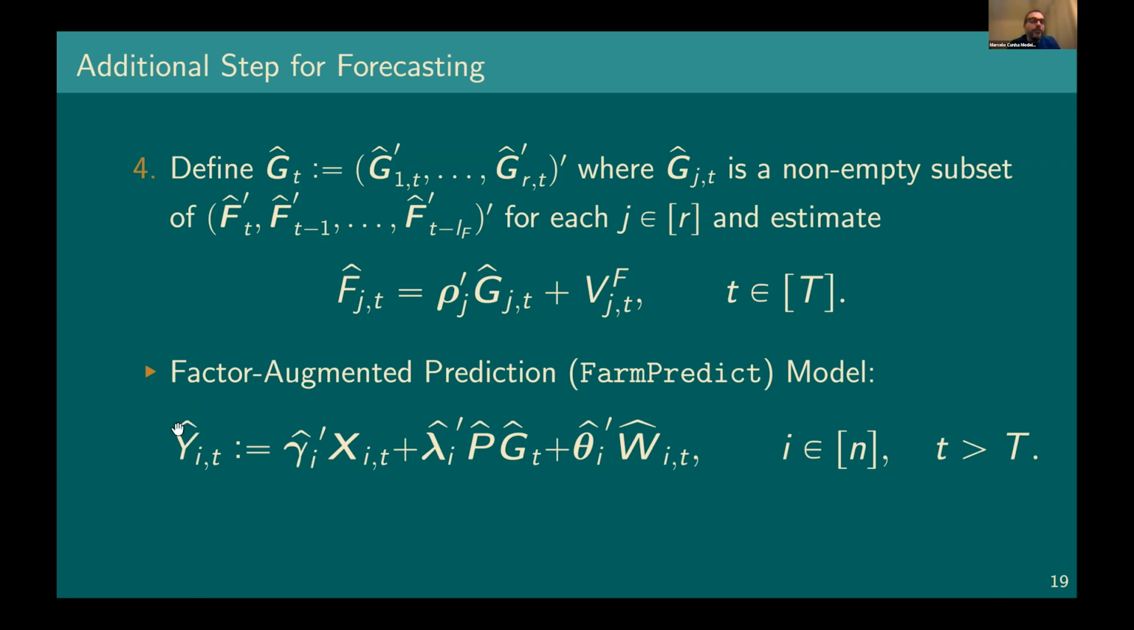The final projection of y will be the projection on the x. Here, instead of the factor, we are replacing it by the projection of the factors on the lags, and projections on the idiosyncratic term.